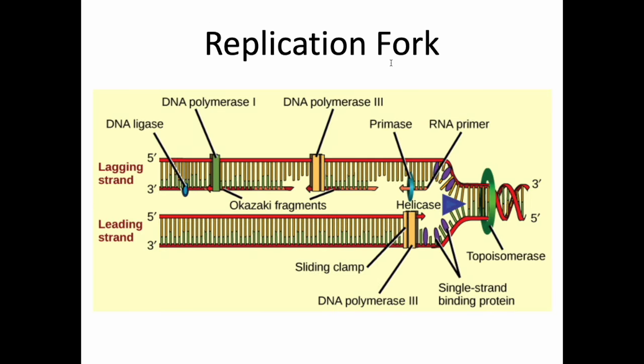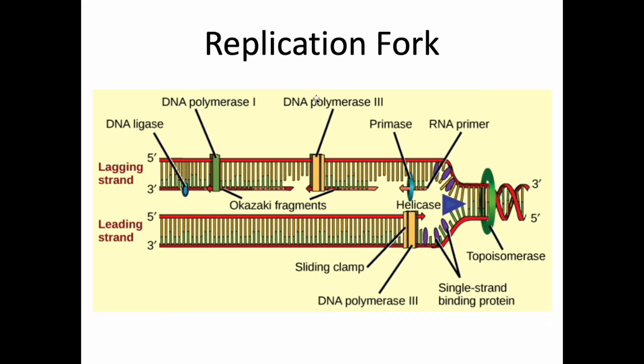So, DNA replication, making more DNA. This is going to be part of binary fission. This is going to be part of the eukaryotic cell cycle. Cells need to be able to double up their DNA, to copy over their DNA, to replicate their DNA. All of this is going to take place at a location in the cell called the replication fork.